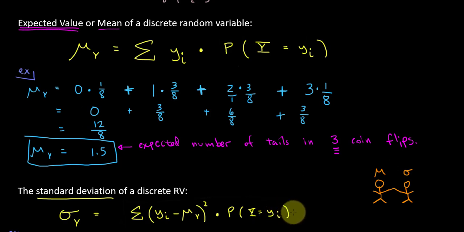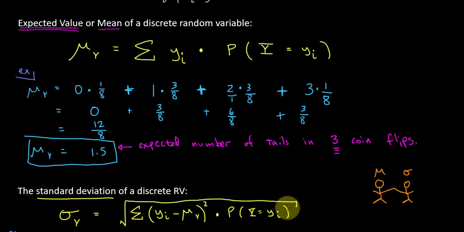And you might remember a very classic feature of standard deviation. Our last step is always to square root that entire quantity. Let's illustrate this with our coin flip example. I'm going to need some space.